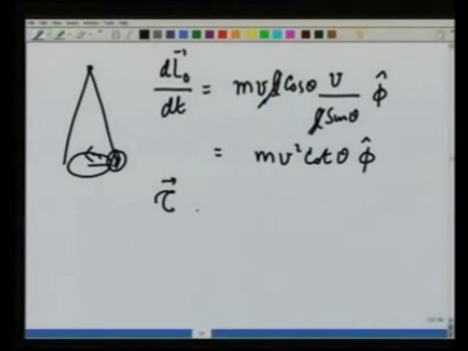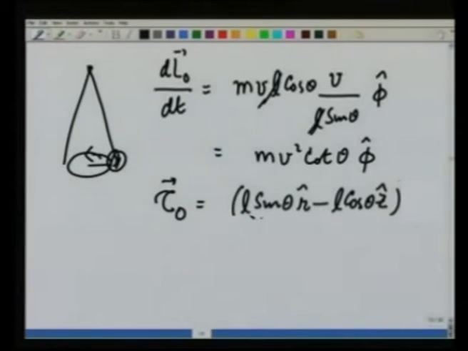Is that equal to tau? Let us do that. If I calculate the torque about this point, again r is nothing but L sine theta r minus L cosine theta z, cross the force. One force is mg and the other force is tension T. Tension T, you can see, is parallel to r. It does not contribute to the torque, but nonetheless let us write this.